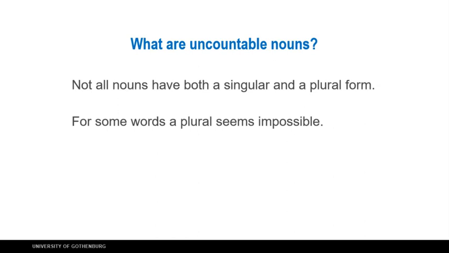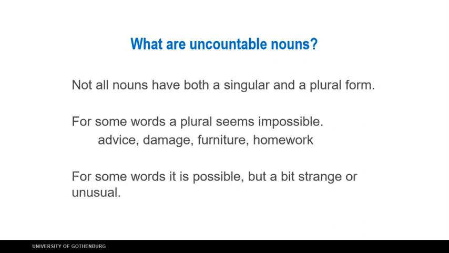And in English, there are several nouns that are not really used with a plural ending or in a plural form. Some such examples are advice, furniture, homework, and another category are words denoting substances or abstract nouns such as anger, honey, wine, gold, tea.